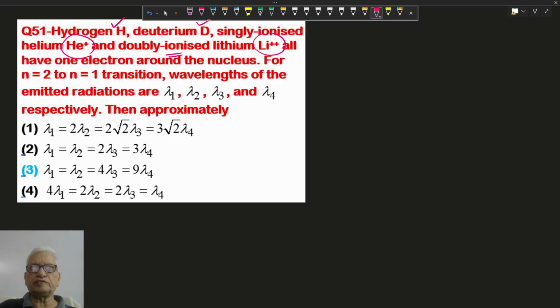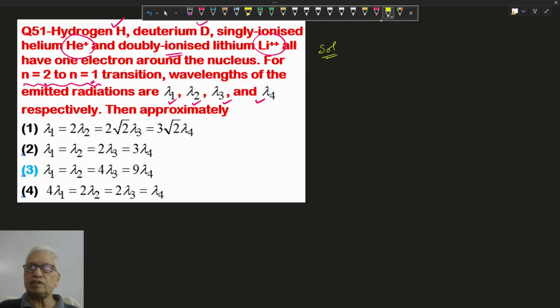Hello, in this question, we are taking hydrogen, deuterium, singly-ionised helium atom and doubly-ionised lithium atom. All are moving from the second orbit to the first orbit transition. So the electron is moving from the second orbit to the first orbit for all. Lambda 1, lambda 2, lambda 3, lambda 4 are the wavelengths for hydrogen, deuterium, singly-ionised helium atom and doubly-ionised lithium atom. We have to find the relation between lambda 1, lambda 2, lambda 3 and lambda 4.